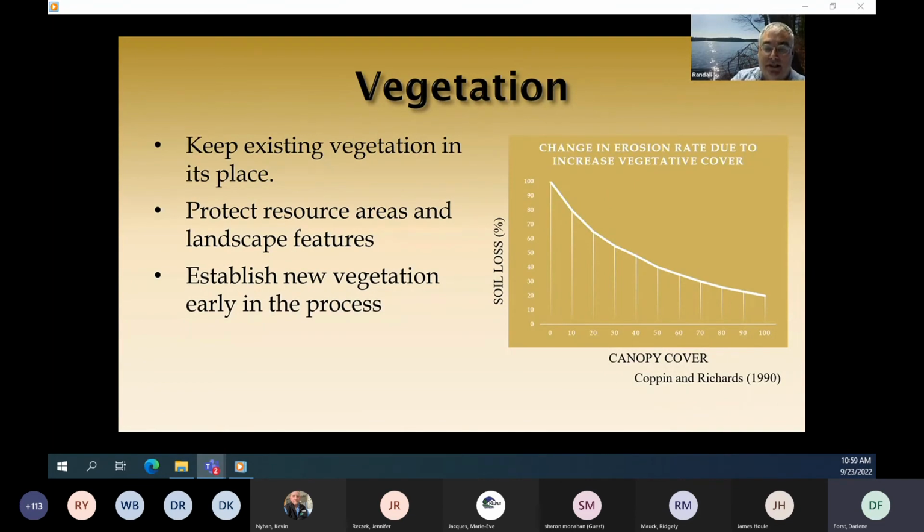And all that can be shown in this graph that we have on here, where the more cover we have, the less soil loss we have. If you have 30 to 40% vegetative cover, so your grass is just starting to grow, or you've cleared the forest but haven't really stumped and grubbed it yet, that's going to go a long way to keeping soil in its place. Planning that as part of the construction phasing is going to be a critical part to making sure you're not going to have any issues.